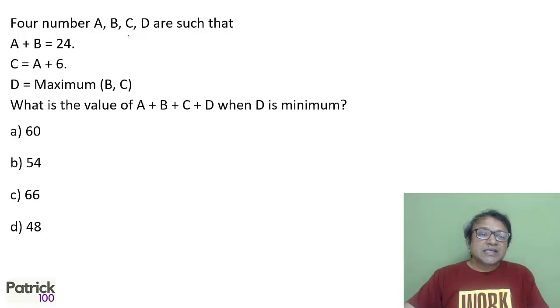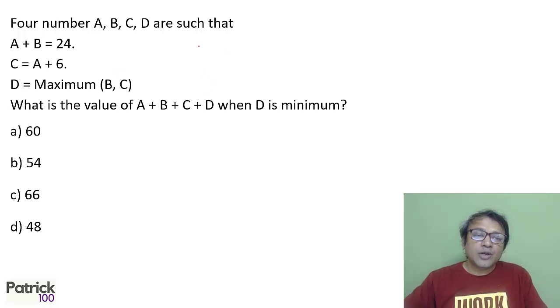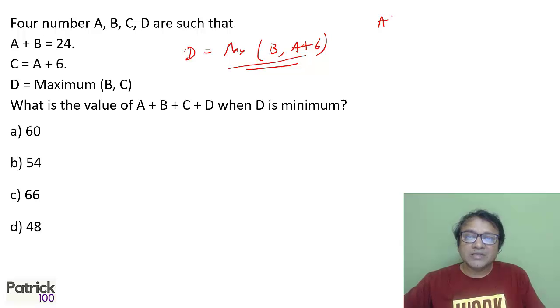Four numbers A, B, C, D are such that A plus B is 24, C is A plus 6 and D is the maximum of B and C. Instead of C, if I put A plus 6, D will be nothing but the maximum of B and A plus 6. Now what is the minimum value of this? If I look at the sum of A plus 6 and B, the sum becomes 6 plus 24, which is 30. That means the sum of these two numbers is 30.